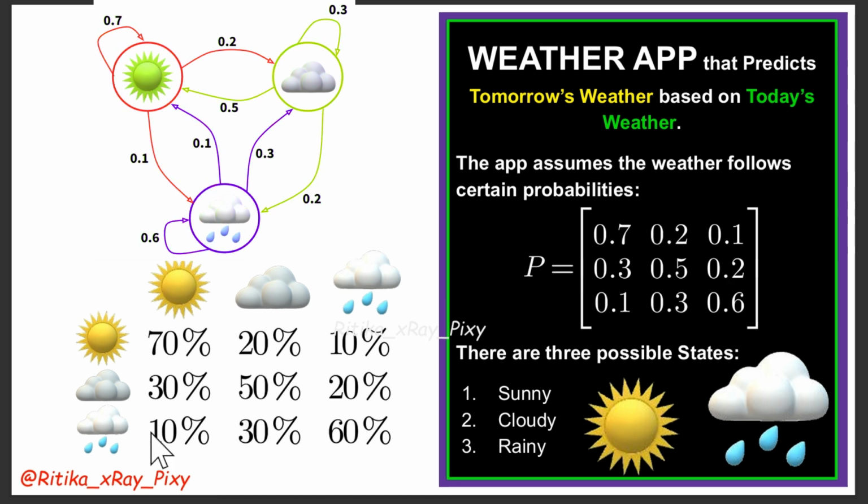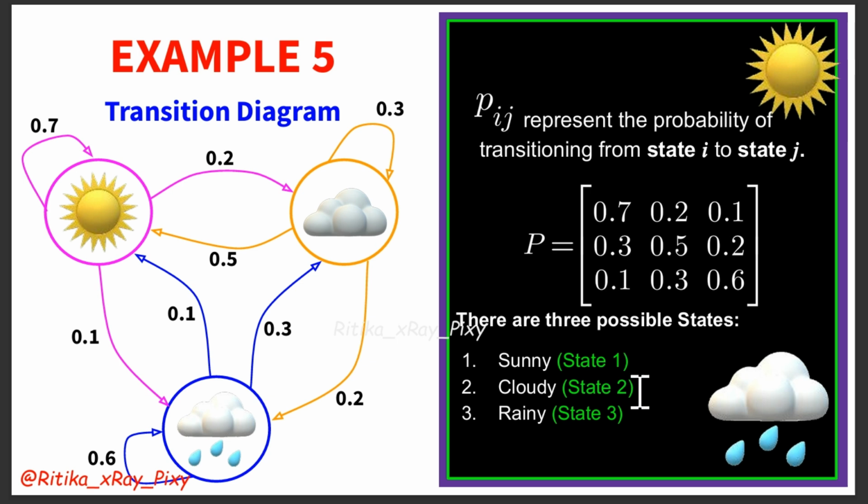Second case, if today is cloudy, then tomorrow has a 50% chance of being cloudy, then a 30% chance to be sunny and a 20% chance of rainy. And third case, if today is rainy, then we have a 60% chance that tomorrow it is rainy, a 30% chance of becoming cloudy, and a 10% chance of becoming sunny.